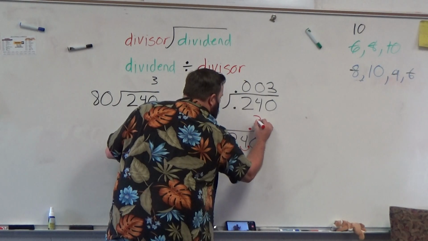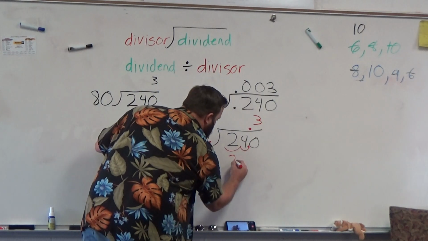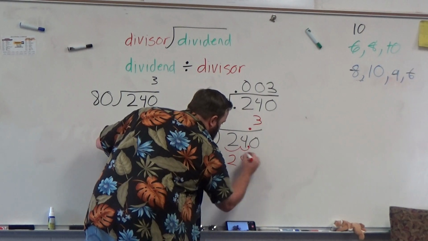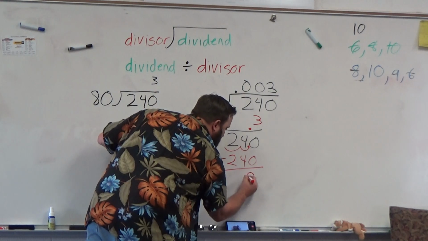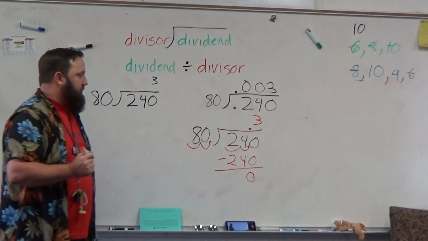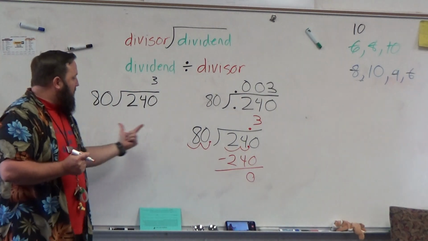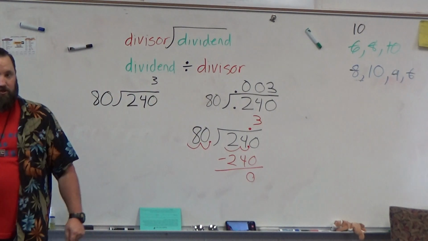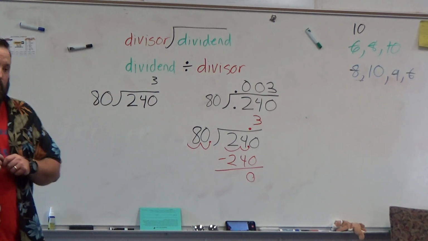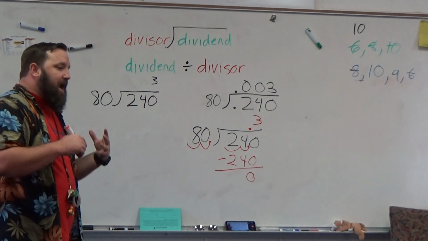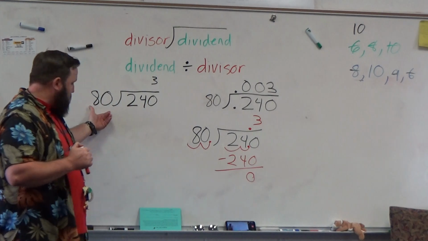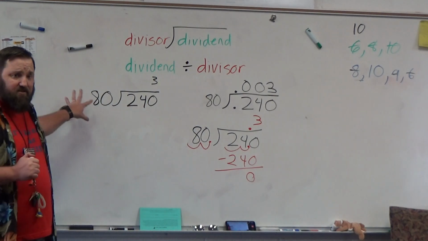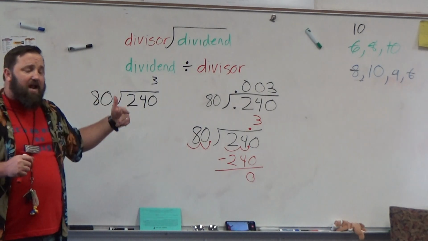3 times 80 gives me 240. I subtract it down. I have a remainder of 0. I'm done. So now, look how different those decimal places changed our question. Okay? So remember, when we're dividing and we have that decimal in the divisor, you guys got to get rid of it.